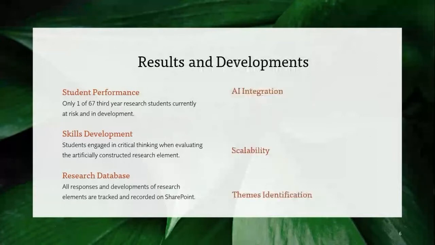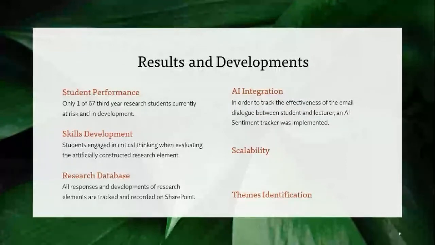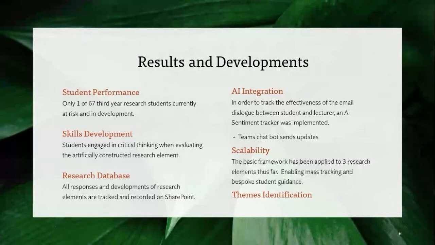Further developments, we've now integrated AI tracking as well. This allows us to track the efficacy of the email dialogue between students and lecturers. So we simply employ an AI tracker provided by Microsoft, and it alerts us using a Teams chatbot whether the student is experiencing a negative sentiment towards the module or experiencing any sort of trepidation about the topic that they're researching.